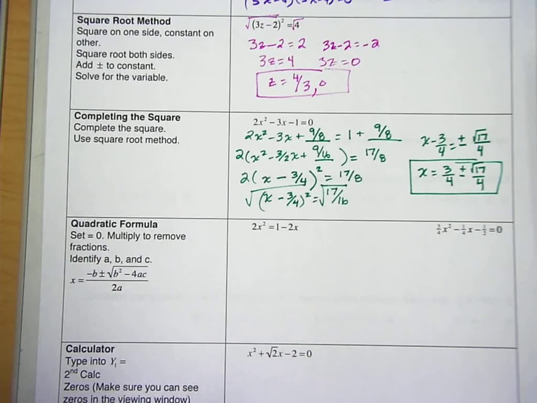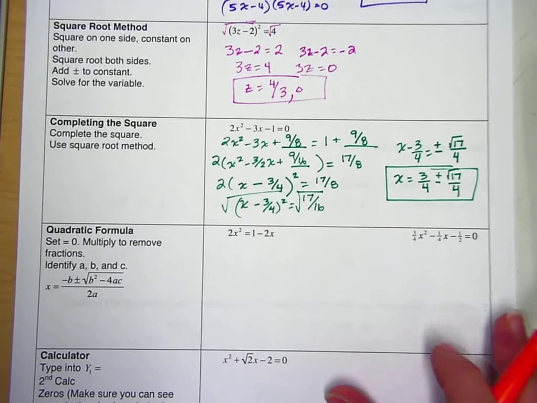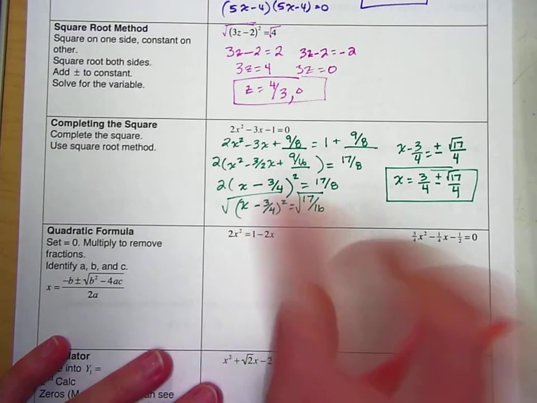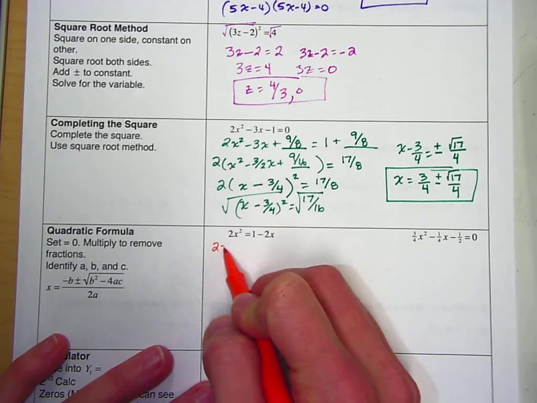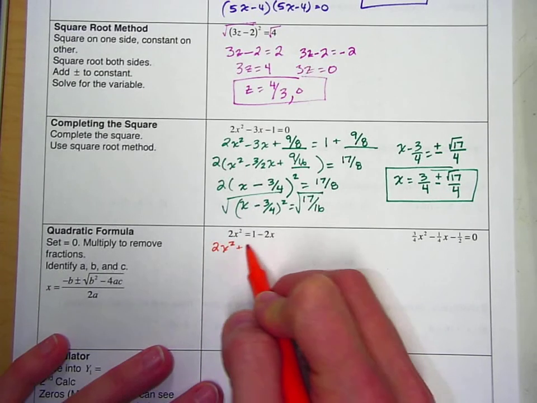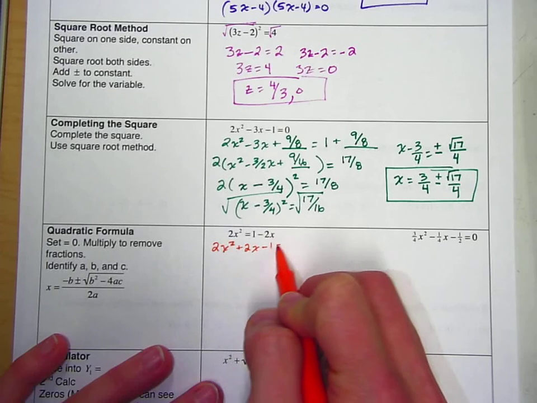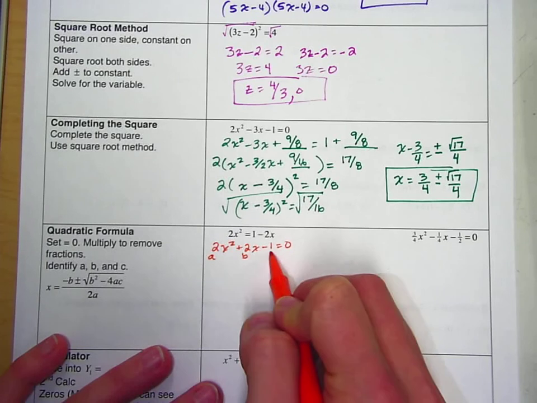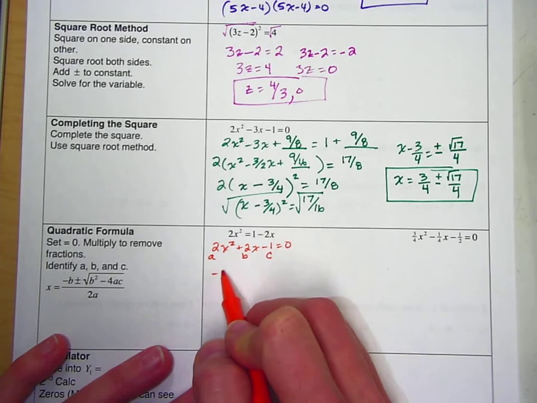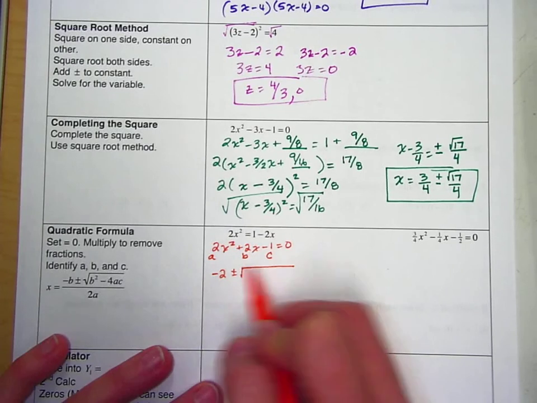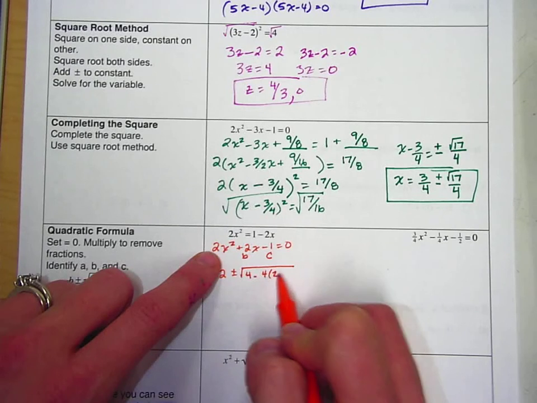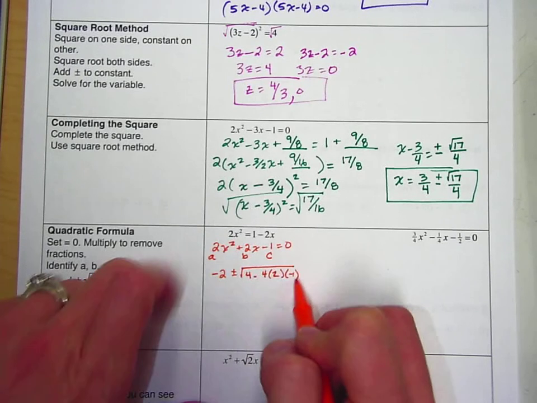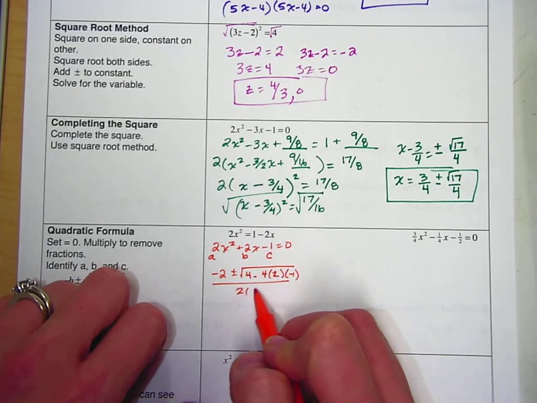All right, in order to do this, though, we have to first identify what a, b, and c are, and in order to do that, it has to be in standard form. So here we have 2x squared plus 2x minus 1 equals 0. So here's my a, b, c. So we have the opposite of b, plus or minus the square root of b squared minus 4 times a times c, all over 2 times a.